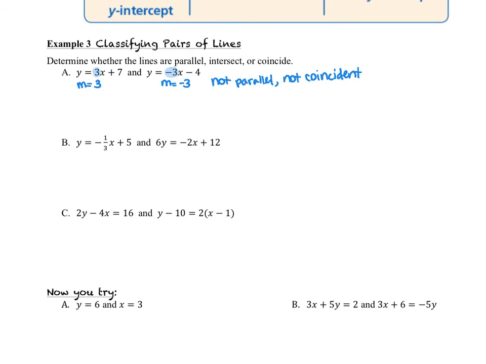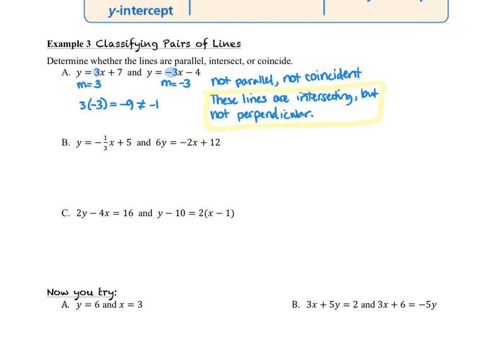And if you remember, lines that are perpendicular to one another have negative reciprocal slopes, or the other way that we can look at it is if we multiply the 2 slopes together, we end up with a result of negative 1. In this case, we end up with a result of negative 9 when we multiply the 2 slopes together. That is definitely not equal to negative 1, so they are intersecting but not perpendicular. That brings us to question B with a new pair of lines. The first one, y equals negative 1/3 x plus 5, we can see that we have a slope of negative 1/3.